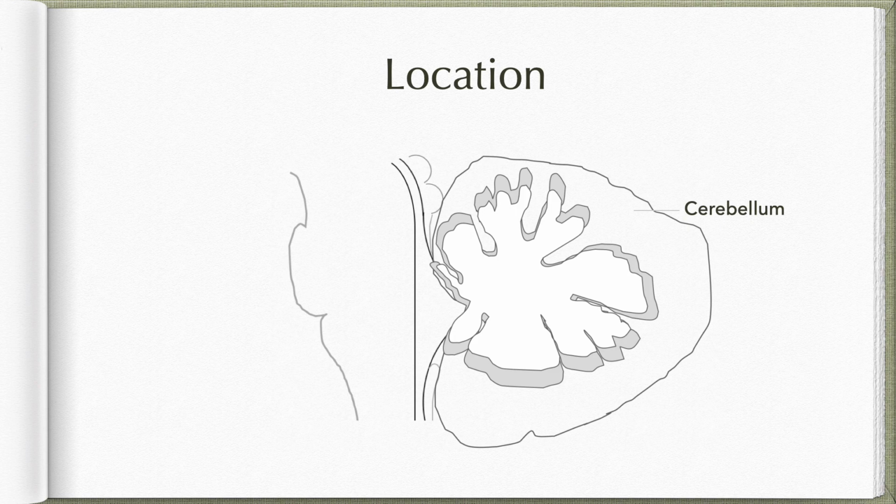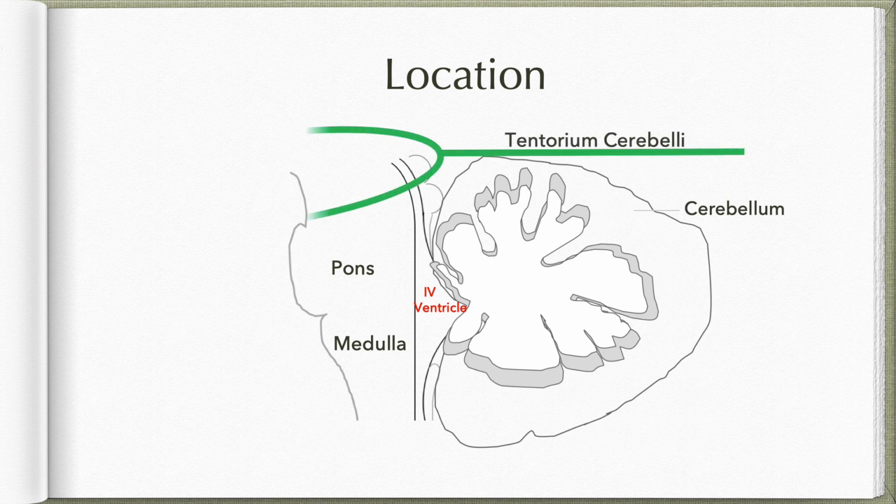Cerebellum means little brain in Latin. It is the third and the largest part of the hindbrain. It's related to 3 parts of the brain. That is, anteriorly it is related to the pons and the medulla, separated by the cavity of the fourth ventricle. And superiorly it is related to the posterior part of the cerebrum, separated by the tentorium cerebelli.